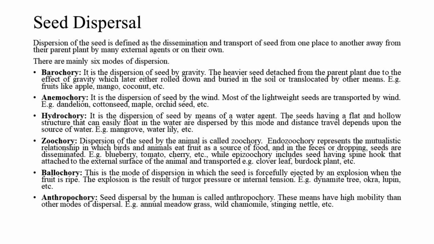Balachory is the mode of dispersion in which the seed is forcefully ejected by an explosion when the fruit is ripe. The explosion is the result of turgor pressure or internal tension, e.g., dynamite tree, okra, lupin, etc. Anthropochory, seed dispersal by humans, is called anthropochory. This means has higher mobility than other modes of dispersal, e.g., annual meadowgrass, wild chamomile, stinging nettle, etc.